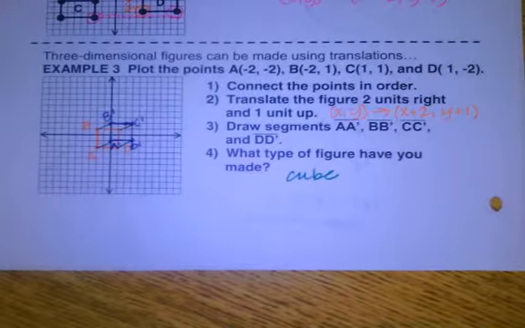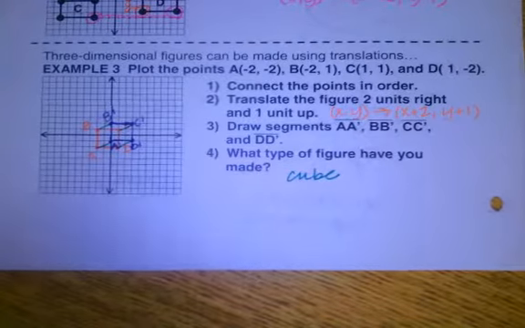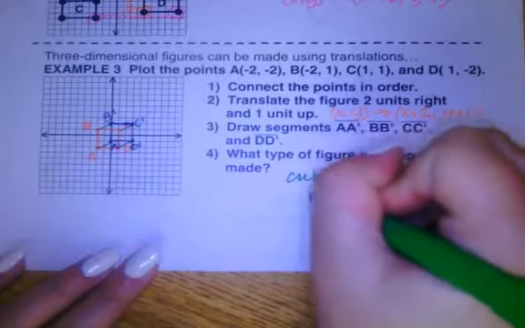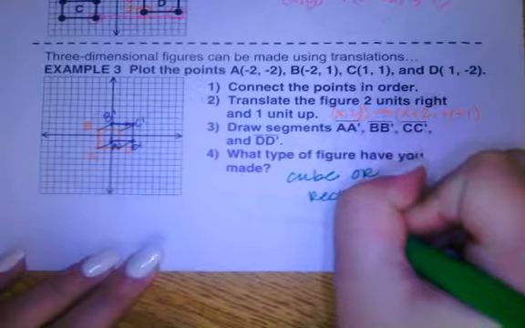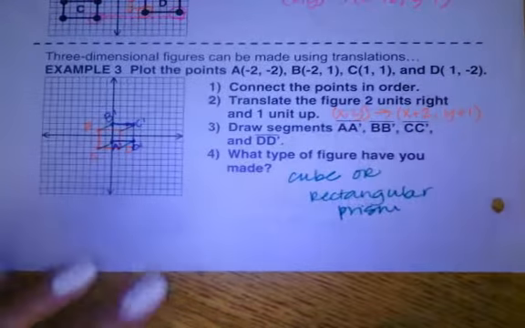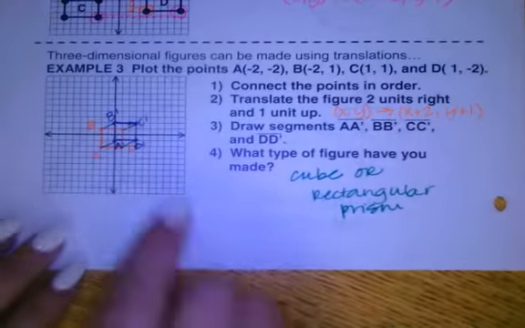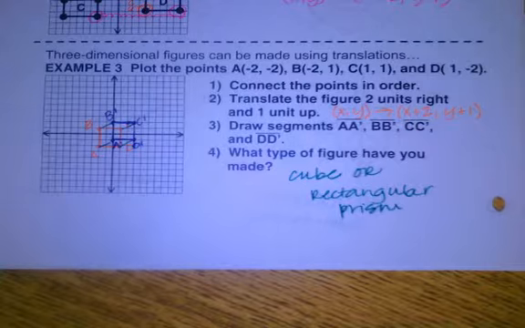What's another name for a cube? Rectangular prism. Very good. So a cube is what we're assuming, just because we don't know the lengths of these little pieces that we made. However, it's definitely a rectangular prism.